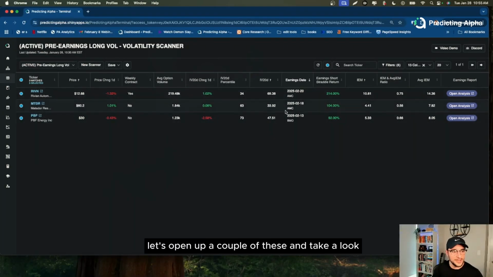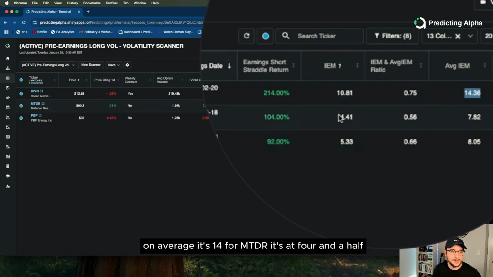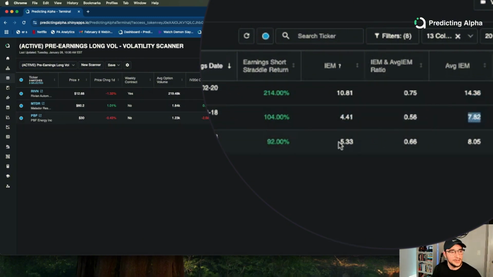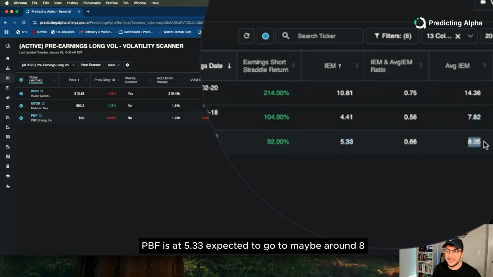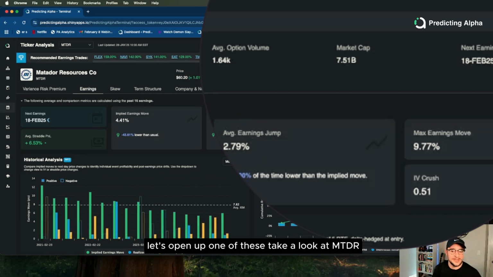So coming back here, let's open up a couple of these and take a look. First, for Rivian, for example, the implied earnings move right now is 11%. On average, it's 14. For MTDR, it's at 4.5. It goes up to almost 8. PBF is at 5.33, expected to go to maybe around 8. Let's open up one of these, take a look at MTDR.